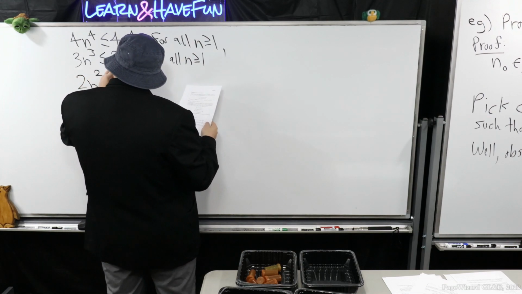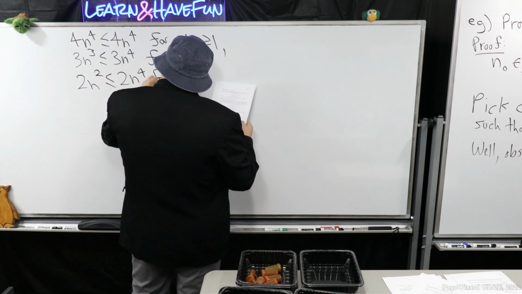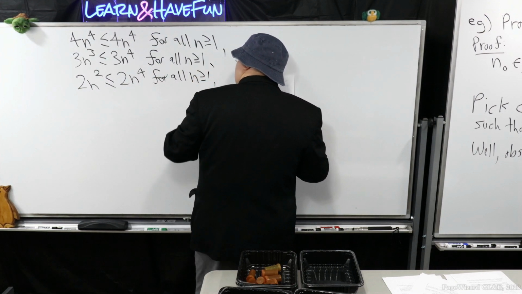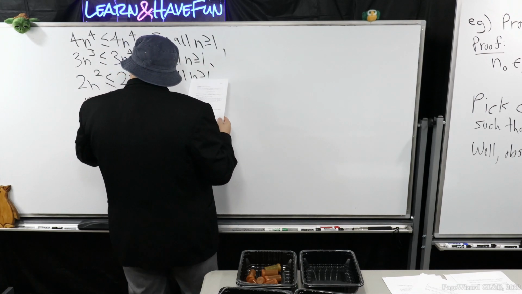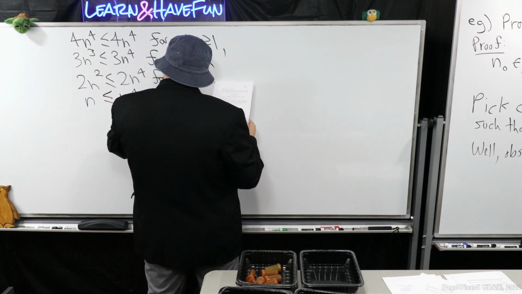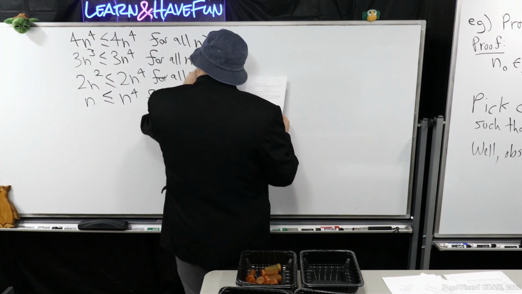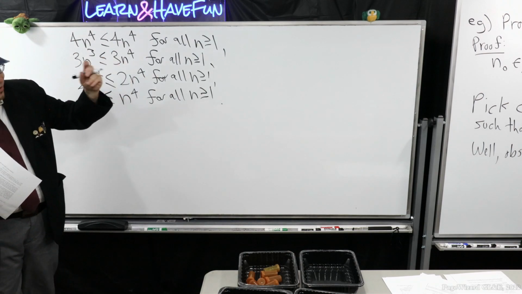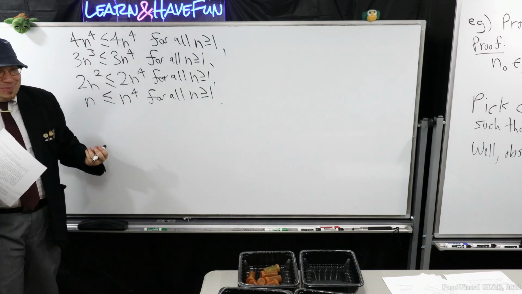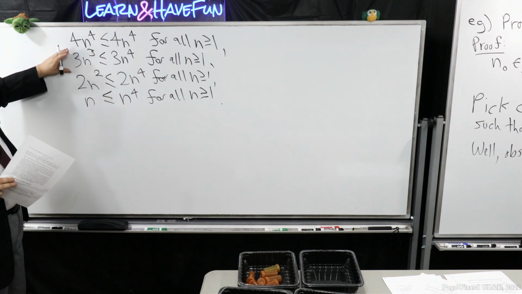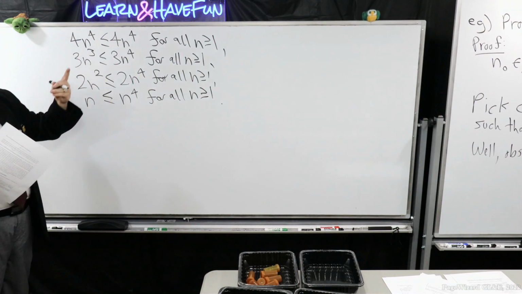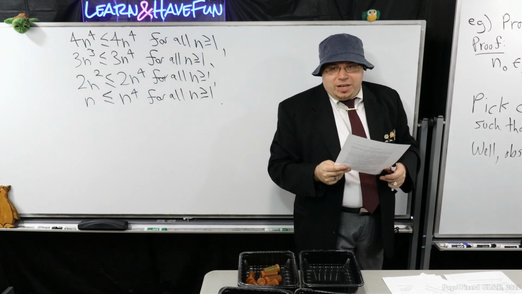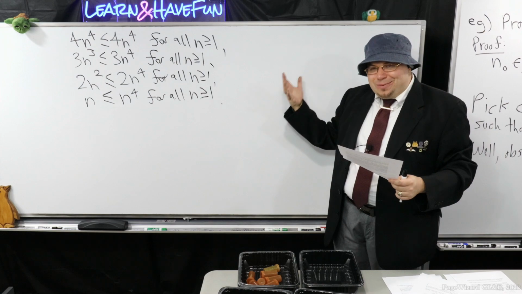2n squared is less than or equal to 2n to the power 4 for all n greater or equal to 1. Let me fix that. And of course, I have n is less than or equal to n to the power 4 for all n greater or equal to 1. Notice that all of these statements are true for all n greater or equal to 1, right? That means that the overall inequality has to be true for all n greater or equal to 1, because when I add all four of these together, I end up with what I have over there on the board. And that gives us what we need to demonstrate the claim.